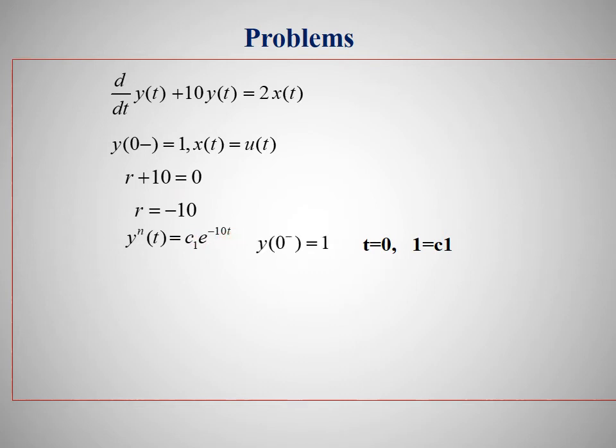When t equal to 0, the value of C1 will be 1, as we substitute it in this particular expression: 1 is equal to, when t equal to 0, this becomes C1. So 1 is equal to C1, hence C1 is 1. Thus, the solution of the natural response is yn of t is equal to e power minus 10t.